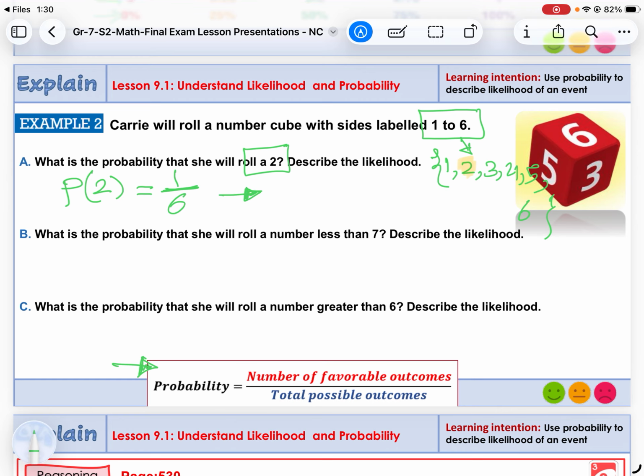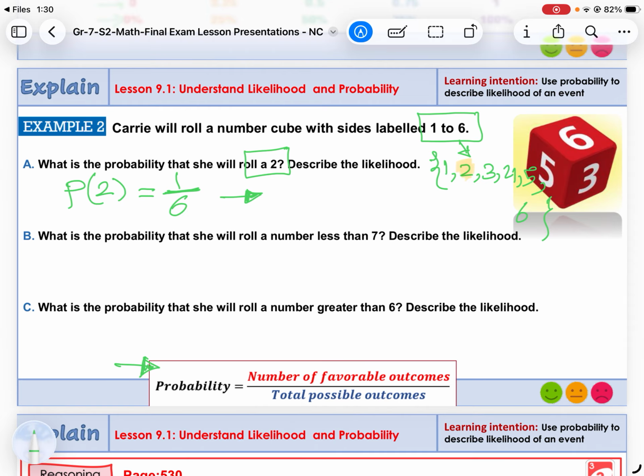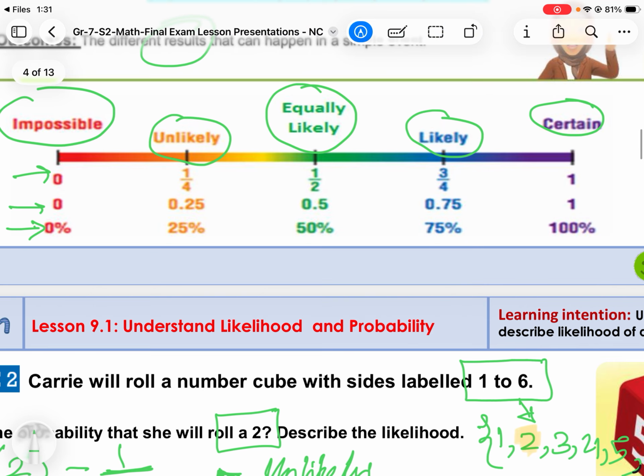So as you can see, 1 out of 6, it's way less than half. So 1 out of 6, it's less than half. So it's going to be unlikely. Okay, dear students, again, if you want to describe the likelihood, always compare it to the half. We know the half is 50%, equally likely. The half doesn't have to be given to you as 1 out of 2. It could be given to you as 2 out of 4, 3 out of 6, 5 out of 10, 4 out of 8. So always, when you want to describe the likelihood, compare it to the half.